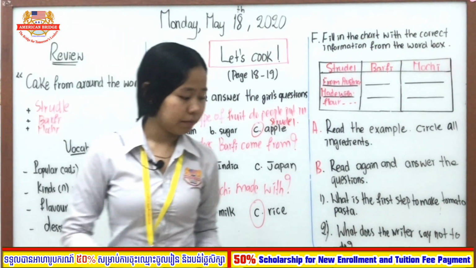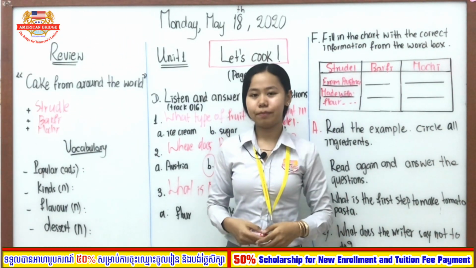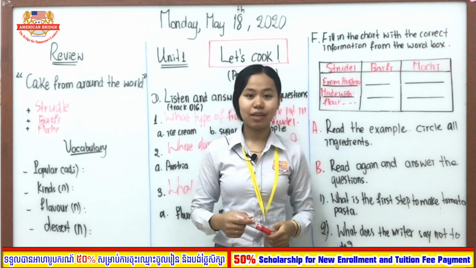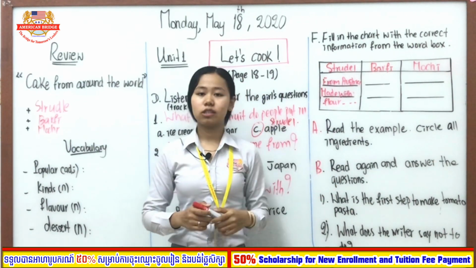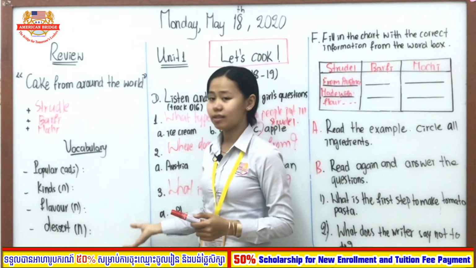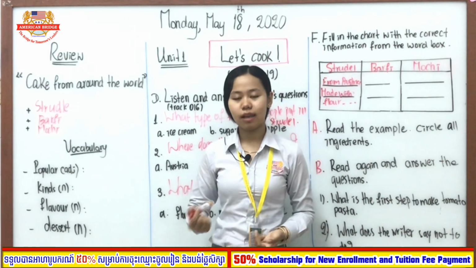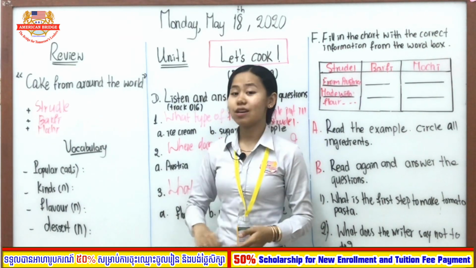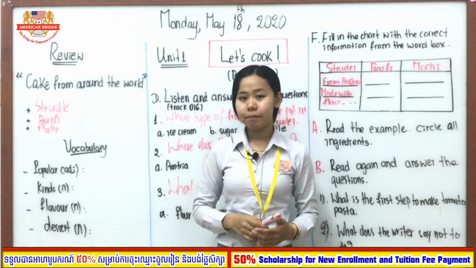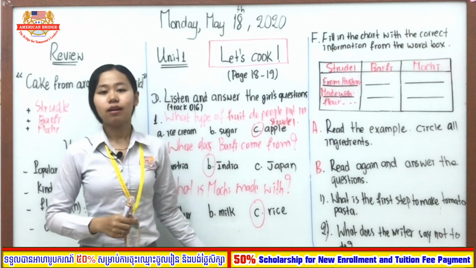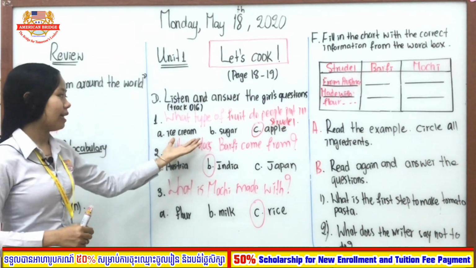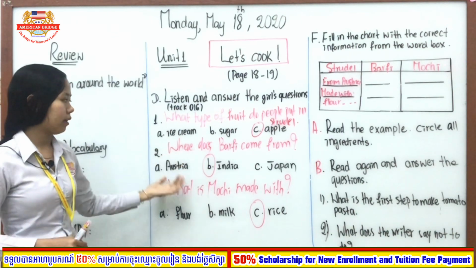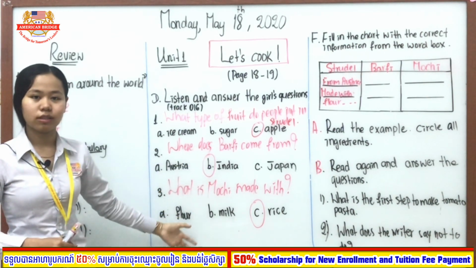That's it for today's section, and tomorrow we will continue to our new lesson, unit 2. Before we end, teacher would like to review what we learned today. Today we also reviewed what we learned last week about cakes from around the world. Don't forget those cakes are called strudel, buffy, and mochi. We also did some listening practice about the cakes, practicing how to listen to the questions and then answer the following questions.